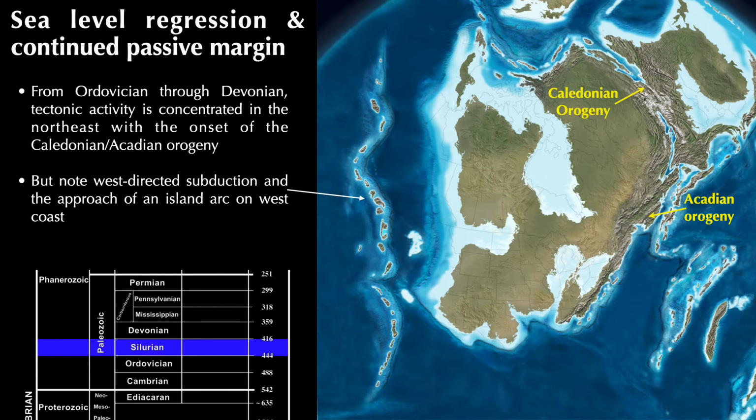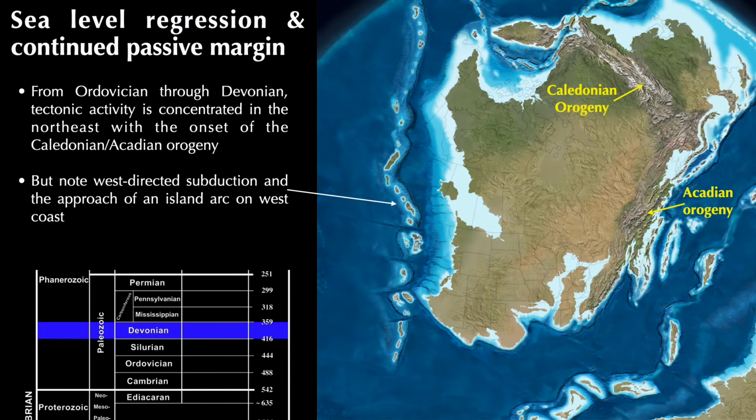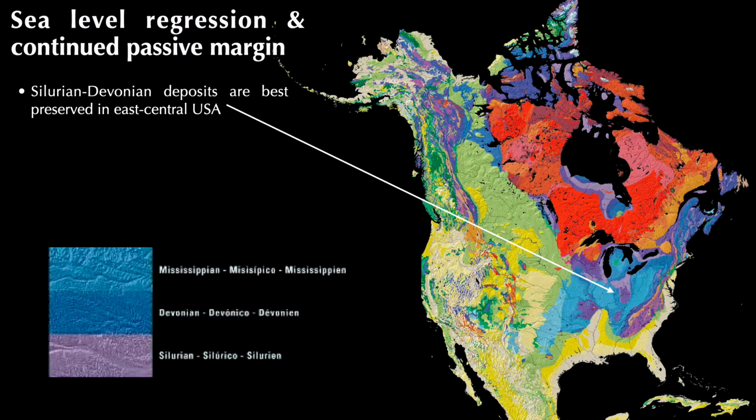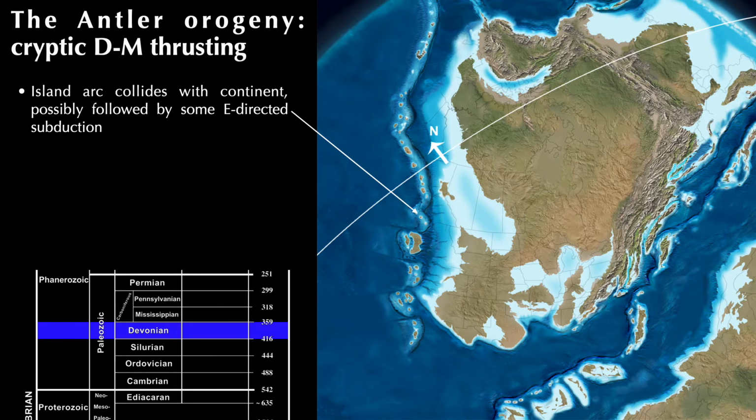Note, however, that during this time, the West Coast does seem to see a bit of tectonic activity with the rather stealthy approach of a small island arc chain toward the west. I'll just note, too, that sedimentary rocks from the Silurian Devonian are best preserved in the east central USA. So by the late Devonian, that island arc chain collides with North America to produce some fairly cryptic Devonian Mississippian thrust faulting on the west coast.